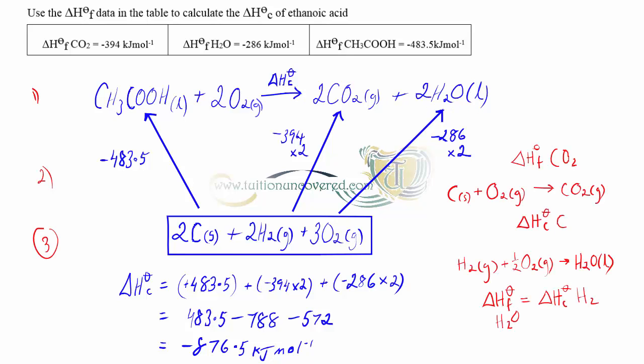Anyhow, first point, the equation I'm trying to work out. So, in step 2, arrows pointing towards ethanoic acid, carbon dioxide and water, because I've been given formation data. Therefore, the formation of ethanoic acid, arrow would point towards what I'm forming.